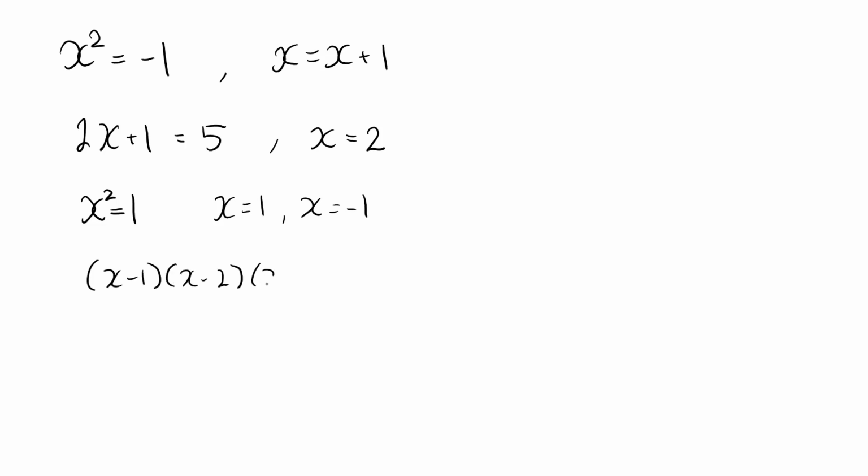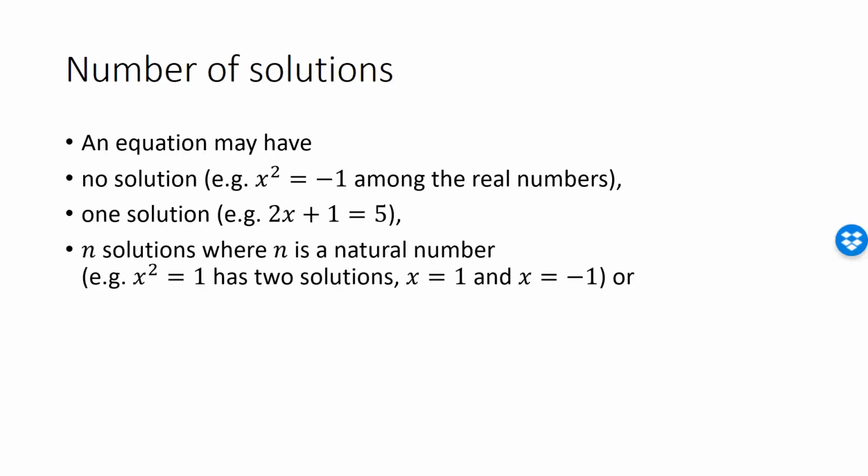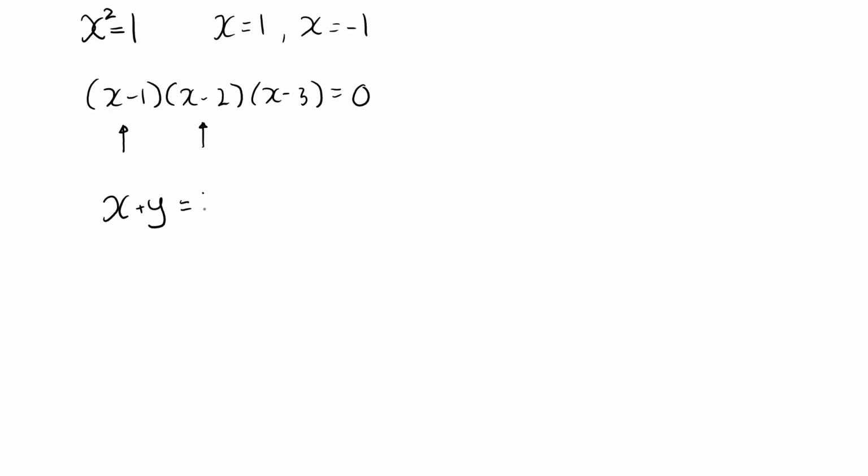For example, this equation. When x is equal to 1, the first term is 0, so 1 is a solution. Similarly, 2 is a solution as it makes the second parenthesis 0. And the third solution is x is equal to 3. We can also have equations with 4 solutions, 5 solutions, and so on. An equation can have an infinite number of solutions. We have seen one, x plus y is equal to 1.